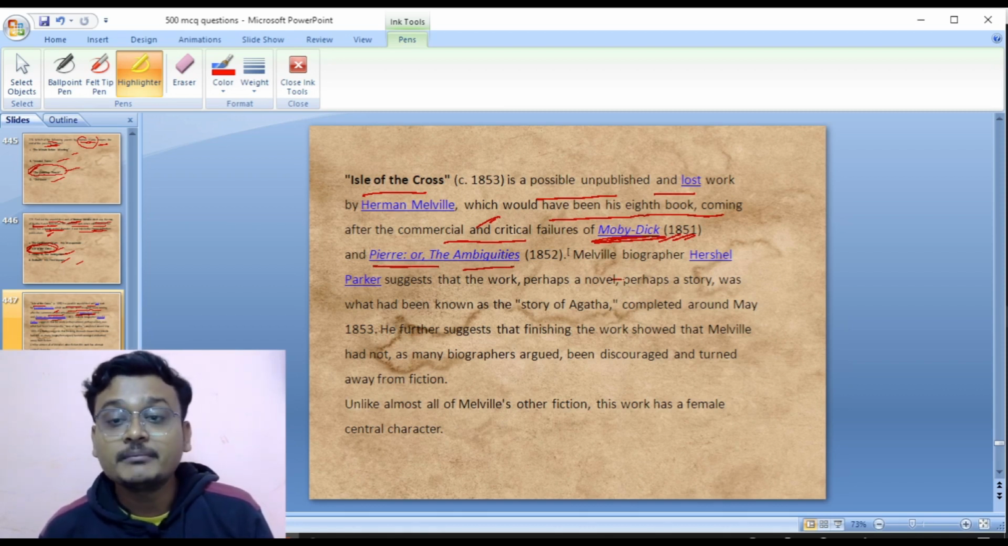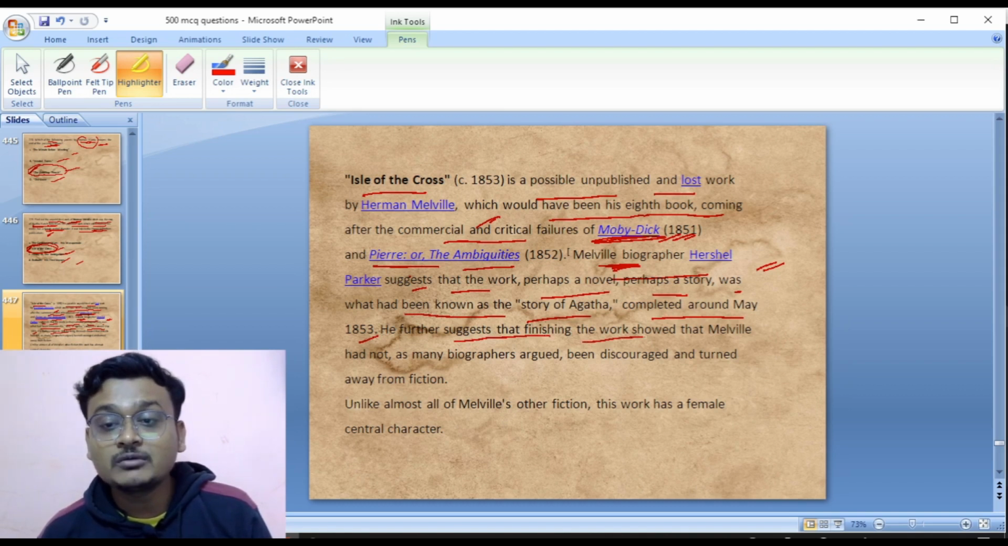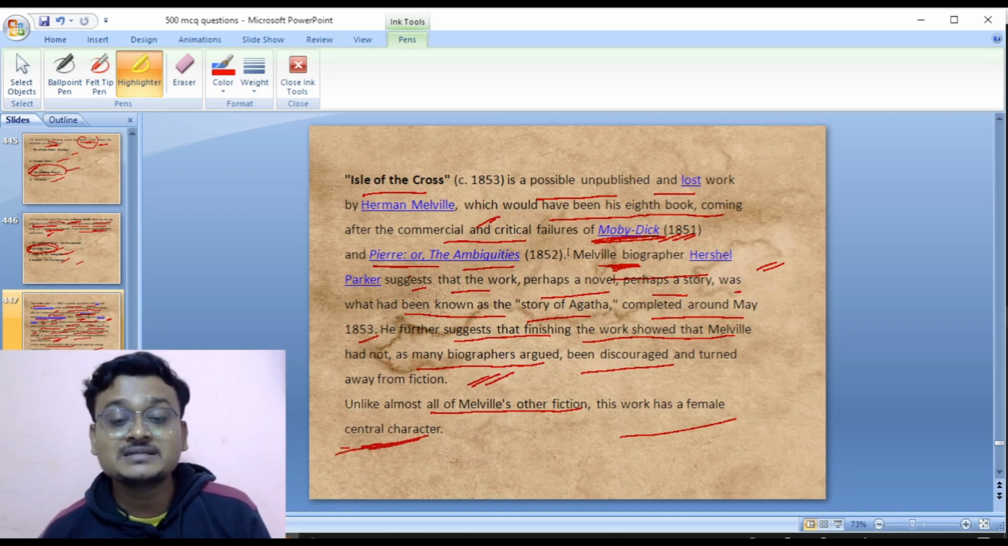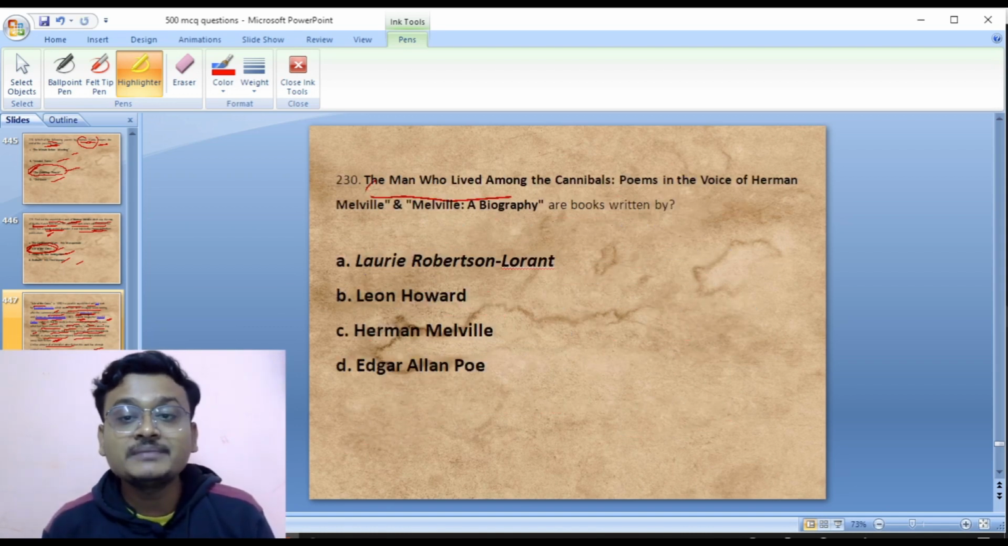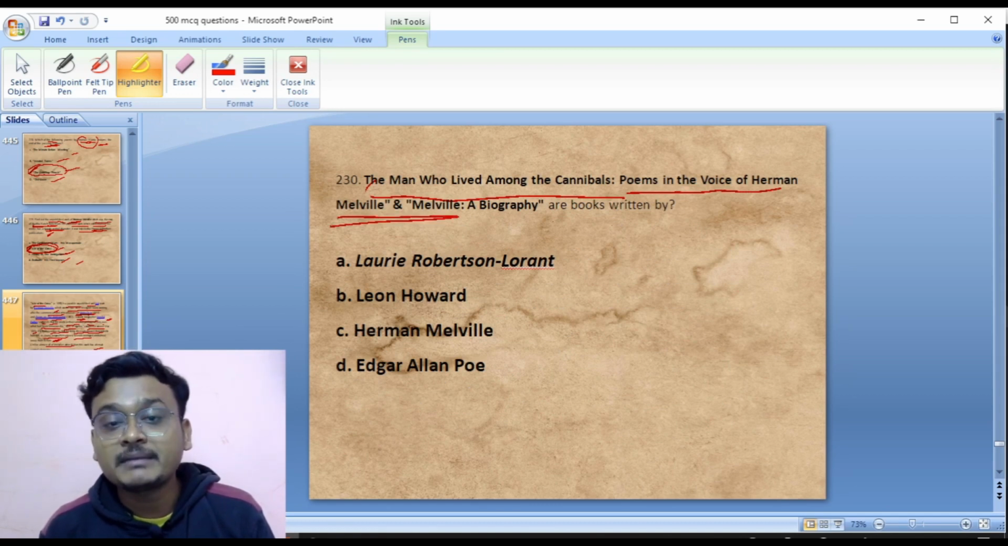Pierre or the Ambiguities, Melville biographer Hershel Parker, who is the Melville biographer? Melville's biographer is Hershel Parker, suggests that the work, perhaps a novel, perhaps a story, was what had been known as the story of Agatha, completed around May 1853. He further suggests that finishing the work means that Melville had not, as many biographers argued, been discouraged and turned away from fiction. Unlike almost all of Melville's other fiction, this work has a female central character. So this work has a female center, that is Isle of the Cross, written by Herman Melville, which was unpublished, and it was probably lost. And who is the biographer of Herman Melville? Herman Melville's biographer is Hershel Parker.